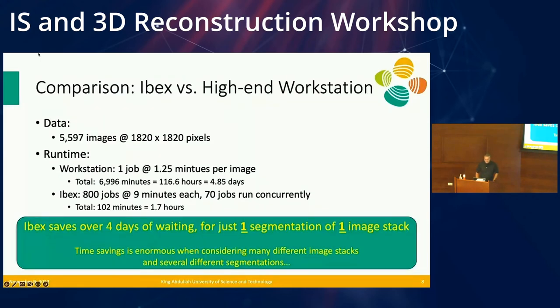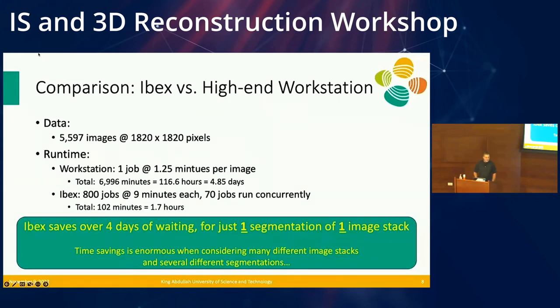For example, we had one image stack that came in that had 5,500 different images in it at 1,820 pixels squared. If you were going to run this on your workstation, each image, with the number of features we were trying to detect, was taking about 1.25 minutes. Multiply that out, and you're talking about 4.8 days sitting there waiting for this one image stack to run.